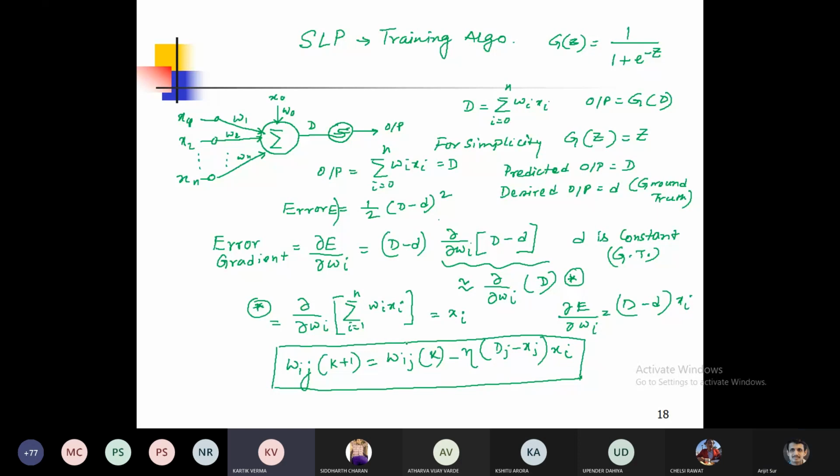So this is the way we do the weight updation. So it is clear? Fine.